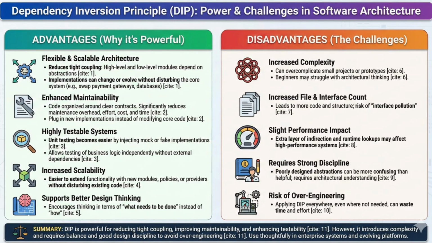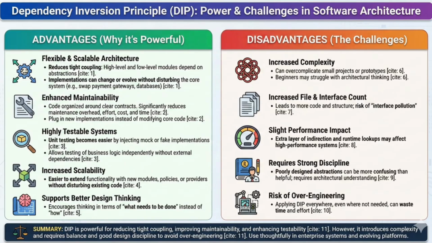This is one of the biggest reasons enterprise architectures and frameworks like ASP.NET Core, Spring Boot, Angular, and Microservices heavily rely on DIP. Another strong advantage is scalability. When systems are built around abstractions rather than fixed implementations, it becomes easier to extend functionality. New modules, policies, providers, or services can be added without disturbing existing working functionality.